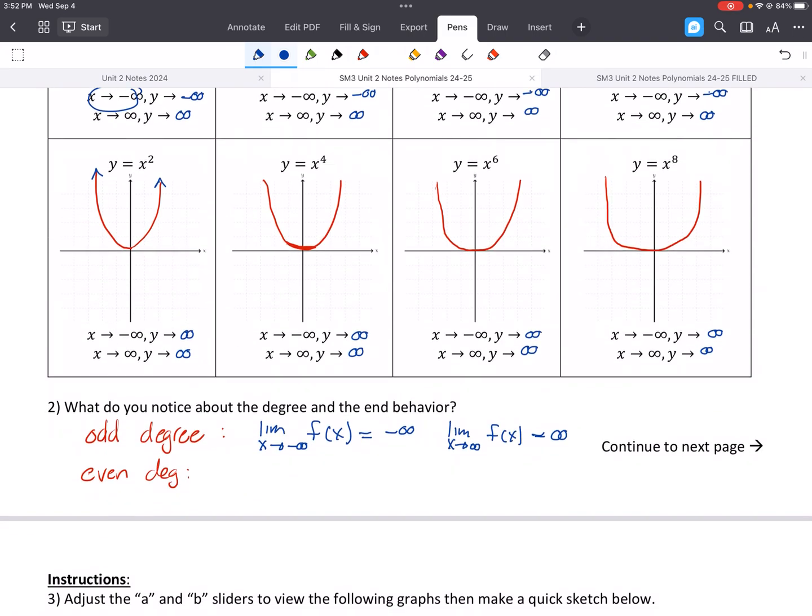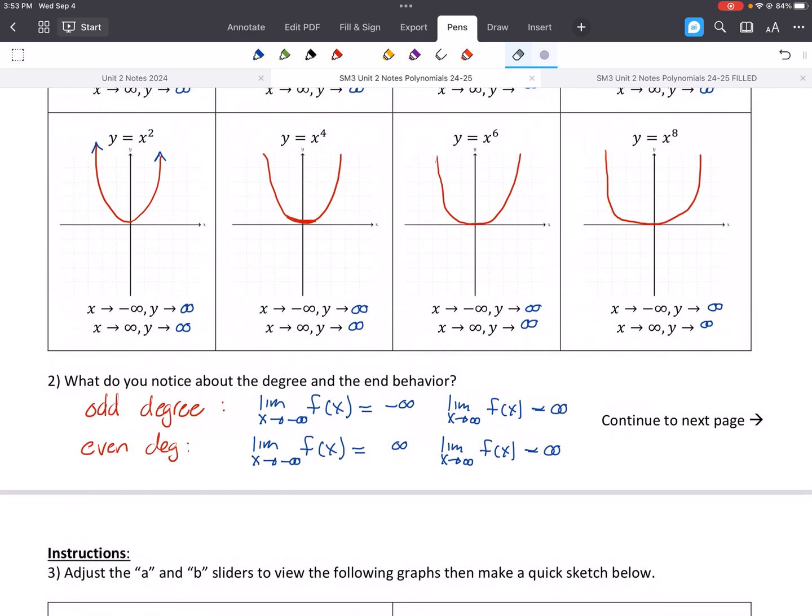Okay, and if it's even, then they all go up. So we could kind of just copy this whole same thing. Both of the sides, the left and right, both go up and up. All right, so that's kind of interesting.